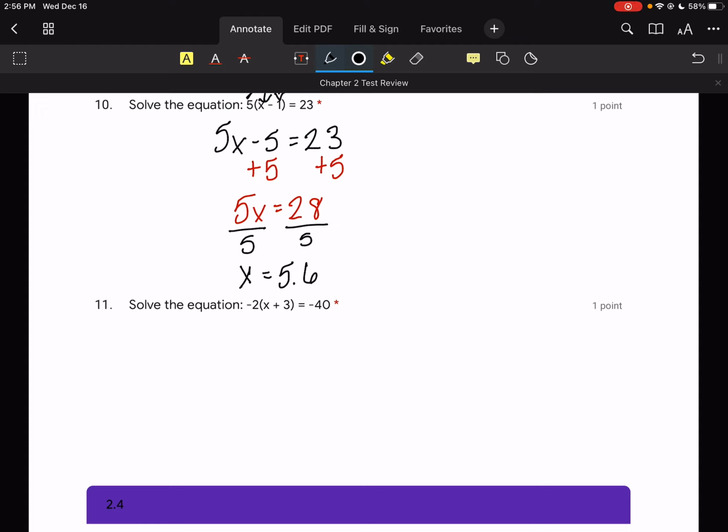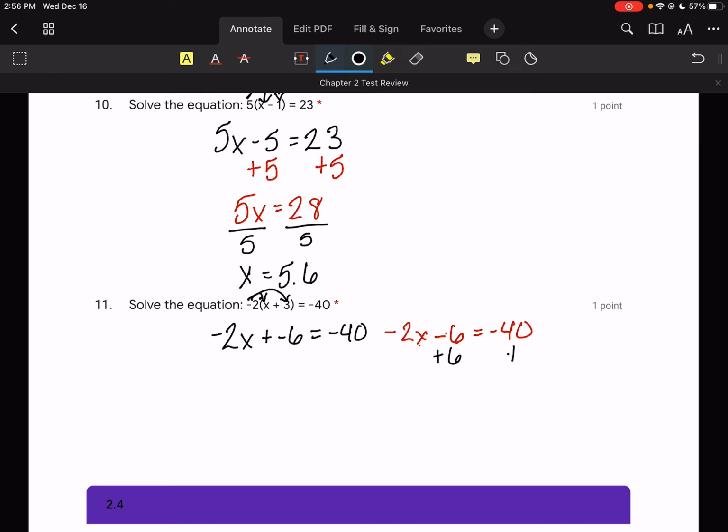All right, so moving forward, solve the equation negative 2 times (x plus 3) is equal to negative 40. Again, we're going to have to distribute, so you're going to get negative 2x plus negative 6 is equal to negative 40. You can rewrite that equation as negative 2x minus 6 is equal to negative 40.